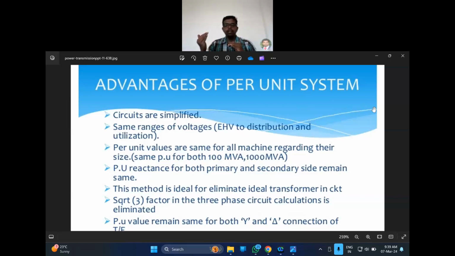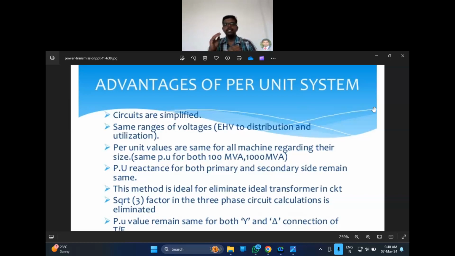It will be varying in the sense that the generating stations may be more, 40 generating stations might be there, then transmission lines, then your transformers will be more, then your loads are more. So there the complexity of the problems comes. For that purpose, what we are doing is converting these normal ratings, that is megawatt or kilovolt and the MVA, to some common system that is called the per unit system. So if you go for a per unit system, the circuits are simplified.